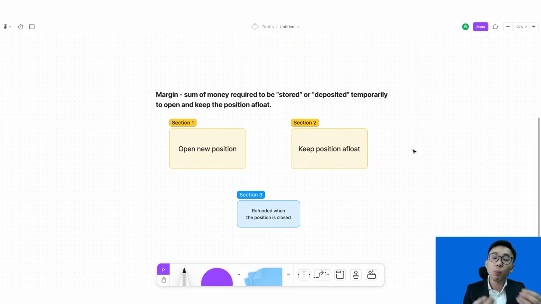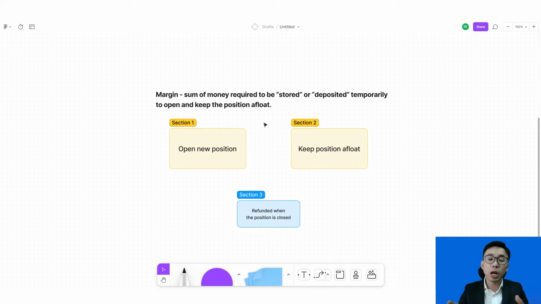So every time you open an order, regardless of how many lots your order is or how big it is, there will be a sum of money that will be kept at one side, untouched, that cannot be used for a certain length of time until you close the position itself. So this is margin in terms of opening a new position.